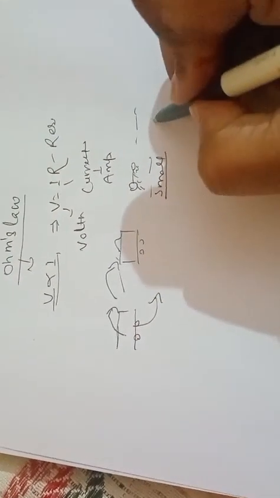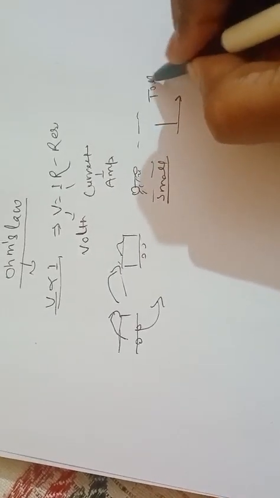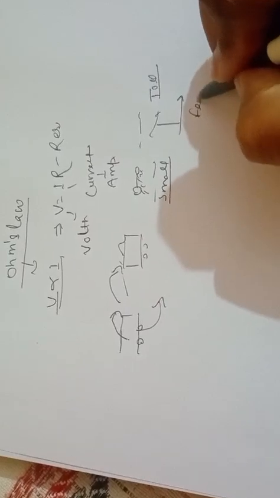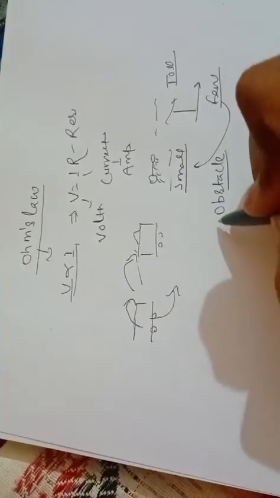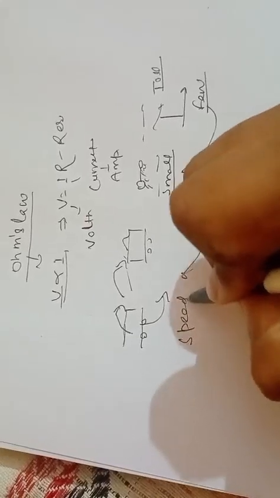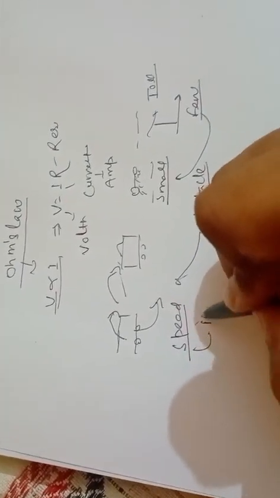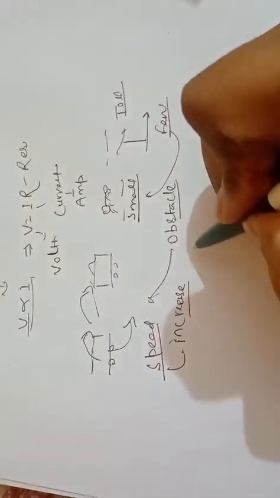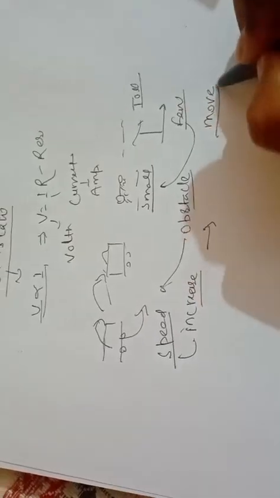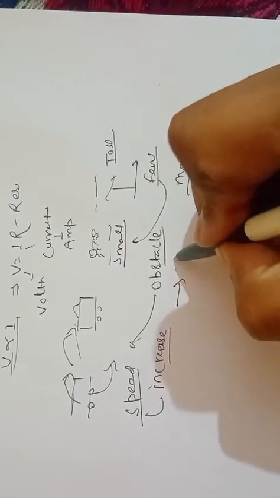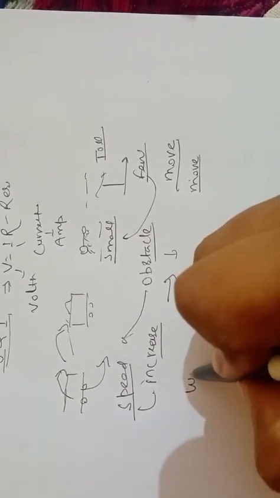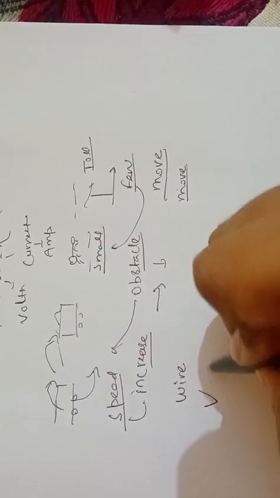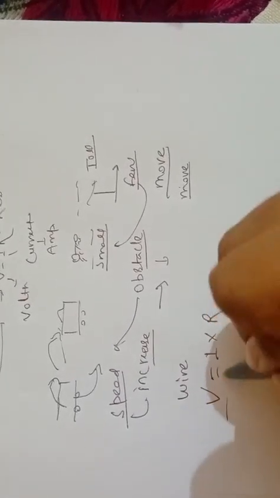So if we count at the end of the road, or suppose there is some toll plaza, at last a few vehicles come. Why? Because there is an obstacle on our road, and also we haven't increased our speed. Now if we increase our speed, then obviously more vehicles come at our toll plaza, and if we reduce the obstacle, then again more vehicles come. So same in our wire also, voltage is equal to current into resistance.